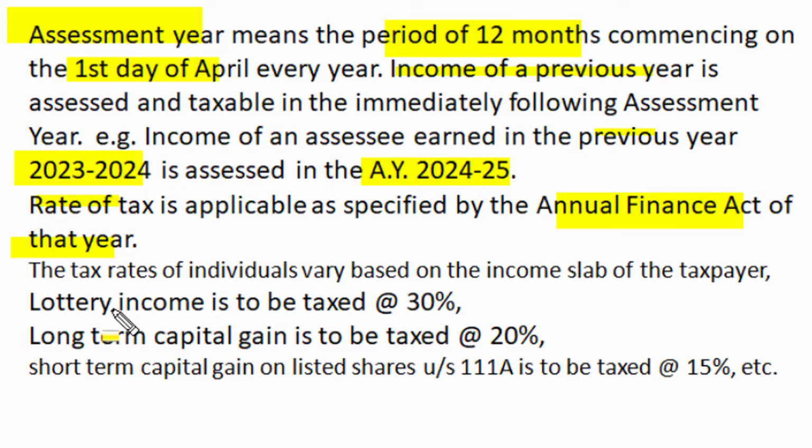In India, the tax rate of individual income tax varies based on the income slab of the taxpayer, and we'll discuss this in good detail in the next slide. For lottery income, the flat tax rate is 30% and long-term capital gain is taxed at the rate of 20%, and short-term capital gain on listed shares under section 111A is taxed at the rate of 15%. So these are the rates of tax and the definition of assessment year.